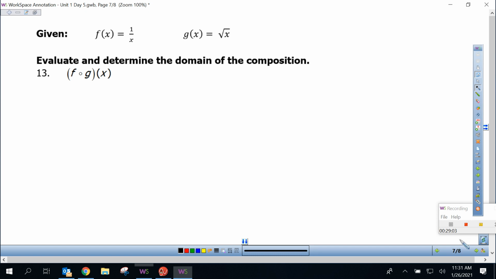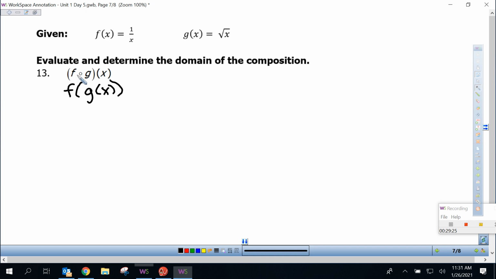Evaluate and determine the domain of a composition. And then I see the dot. Does this mean multiplication? No, this means, how would I say this, f of g of x. So I'm going to rewrite this as f of g of x.